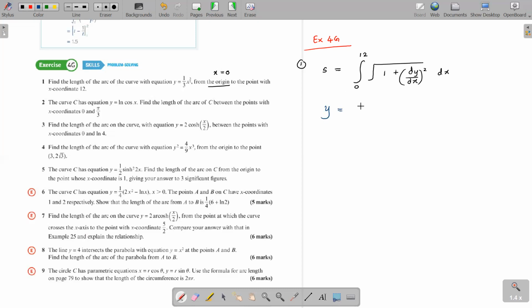Shall we find dy by dx? So I get here y equals 1 over 3 x to the power 3 over 2. And then dy by dx will be, let's differentiate, 1 over 3 into 3 over 2 x to the power 3 over 2 minus 1, which is half. So 3 and 3 cancel. I get dy by dx equals half times x to the power half. Okay, so let's input the value now. 1 plus dy by dx, which is half x to the power half. So we should square the whole thing.